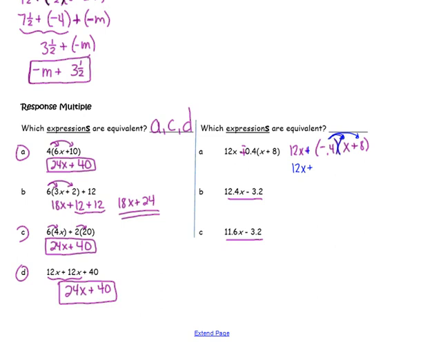Negative 0.4 times x is negative 0.4x. Bring down the plus sign, and negative 0.4 times 8. This simplifies to negative 3.2. And I'm just going to bring down the rest of the problem. Negative 0.4x and 12x. Notice that I have like terms. These can be combined. One is positive and one is negative, so you subtract.